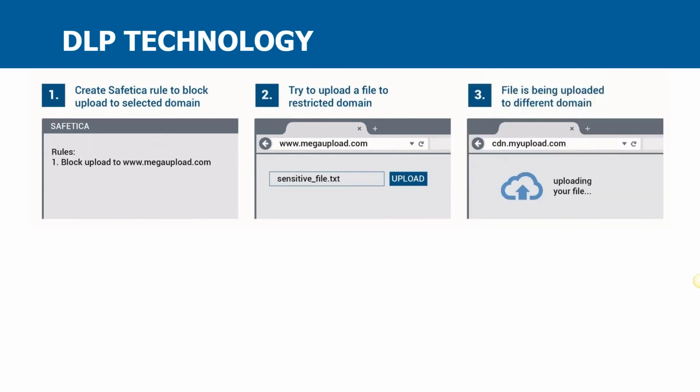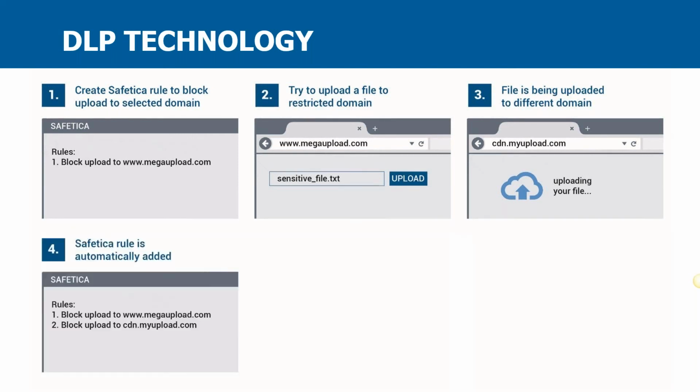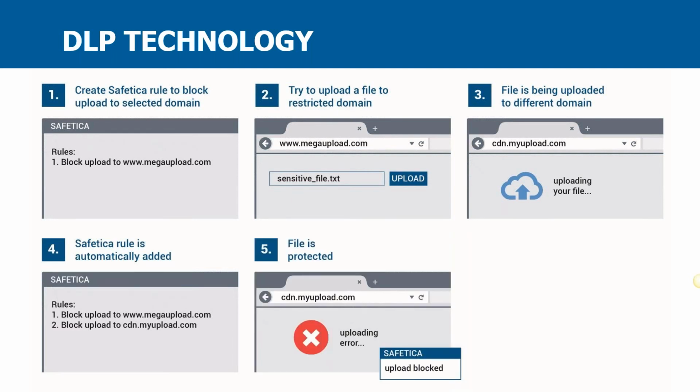What happens? The original website contacts another website in the background. So the file is actually being uploaded to a completely different URL than the user entered in the website. Before, it was very hard for us to see all these operations in the background and protect the data here. But right now, Safetica will automatically add a new rule for the second website. The second URL will be added to the same exceptions and it will be blocked anyway. So in the end, the user won't be able to upload it to the new website at all, and a Safetica pop-up will show up and inform him that the upload was blocked.